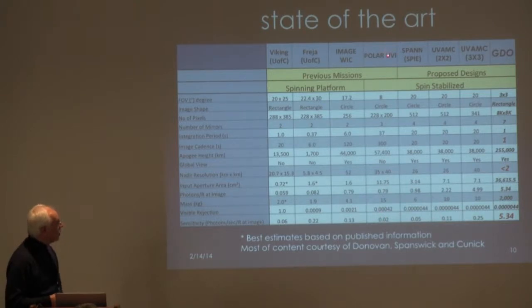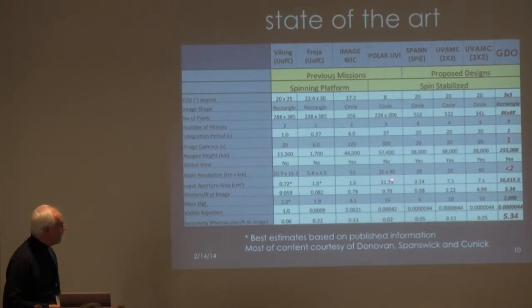In these columns right here are missions that have been flown, and many have been on spinning platforms. The Polar spacecraft had a de-spun platform. I didn't mention the VIS imager, but I mentioned the ultraviolet imager here. And then these are concepts that have been proposed, many of which are on spin-stabilized platforms as well. Actually, these would be three-axis stabilized, not spin. That's an error right there.